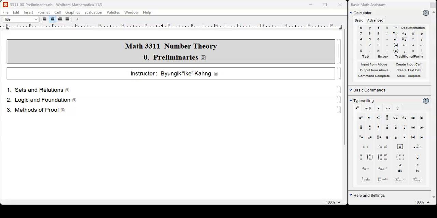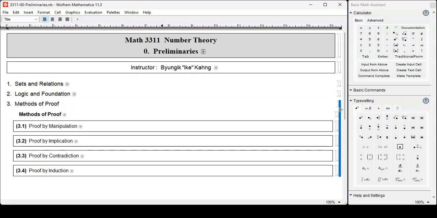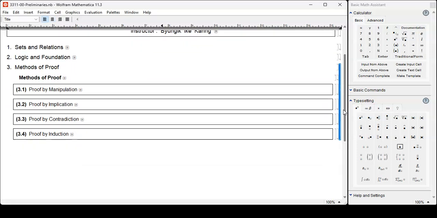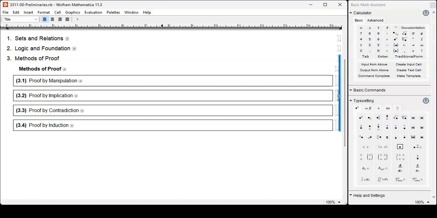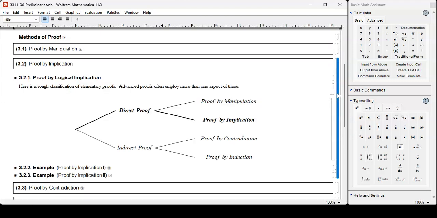Hello students, welcome back. Let us resume our discussion in section 3. We completed proof by manipulation. Now let's go to the next, proof by implication. That's the second one right here.